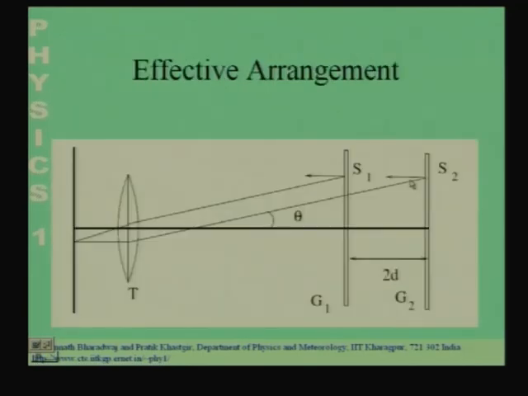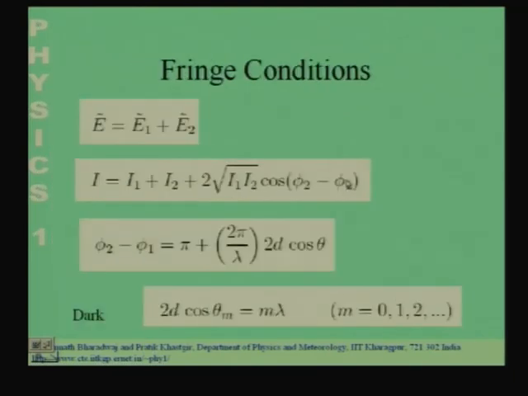And the phase difference between these two waves arises because they have to travel a different path. These two images of the ground glass plate are effectively sources which are separated by a distance 2d, and if you are looking at a wave which is emitted at an angle theta, then the path difference between these two is 2d cos theta. So, phi2 minus phi1 will arise because of this path difference 2d cos theta, you have to multiply it by 2 pi by lambda to get the phase difference between the two waves.